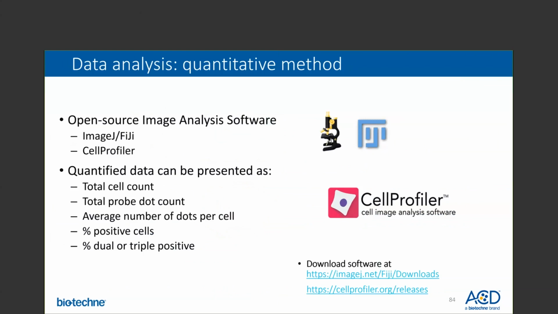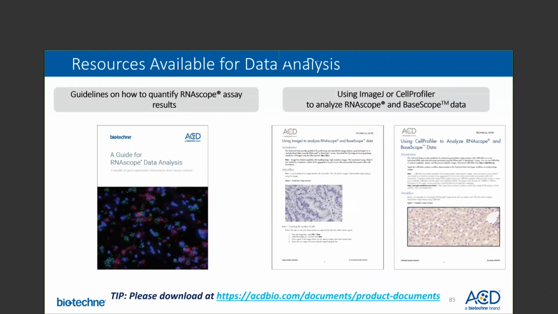When performing data analysis, an important document that we encourage you to review is a reference guide which has been developed by ACD scientists with examples of different scenarios of RNAscope staining and explanations on how data can be analyzed in each scenario. This document is called A Guide for RNAscope Data Analysis and can be downloaded from our website. Additionally, there are technical notes available which provide step-by-step instructions on how to quantify RNAscope or BaseScope using either ImageJ or using Cell Profiler software.